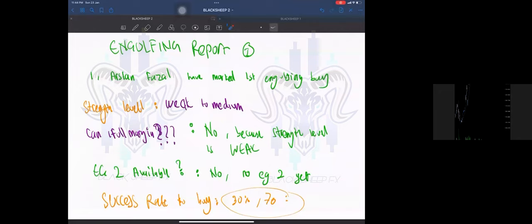See? A lot of things to become great in trading is more towards how you construct the flow of your execution. Okay? The flow is more important rather than just the trade itself.